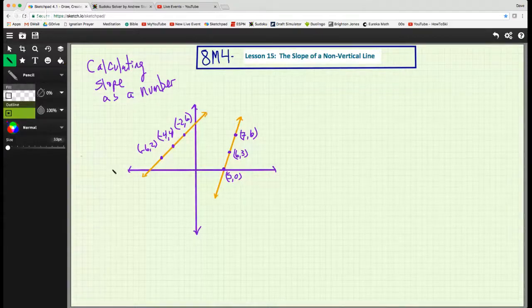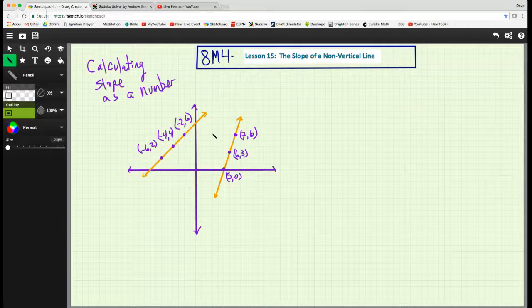Now we said, and I just put some points on and I labeled the points. Notice how I labeled (-2, -6), (-2, -4), (4, -2), (6, ...) here. And likewise, on a separate line, I labeled these points (7, 6), (6, 3), and (5, 0). Now, the way that you calculate the slope is something that's really important, and we're going to connect it back to some past learning in a little bit.